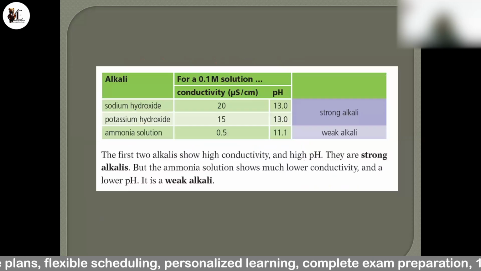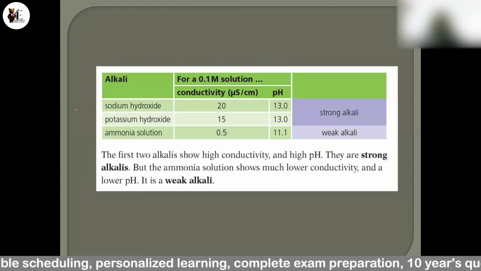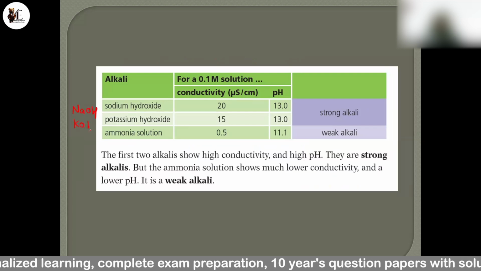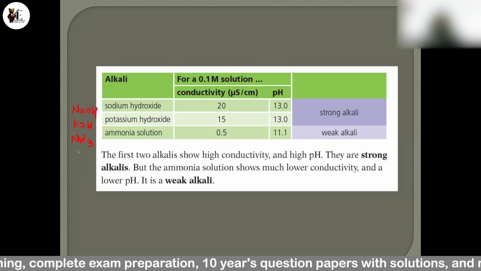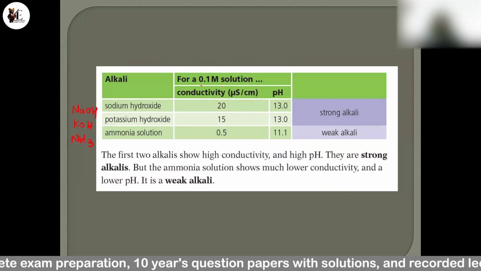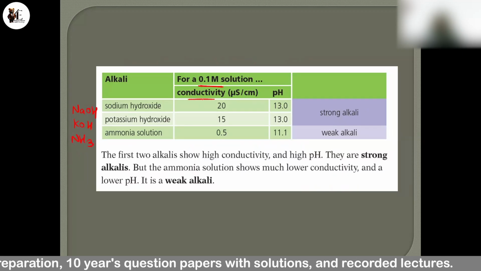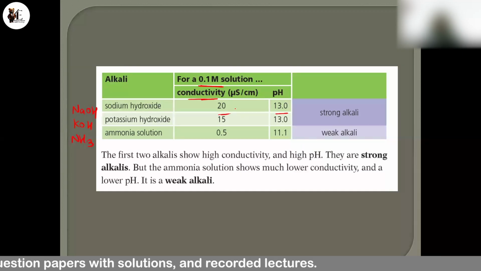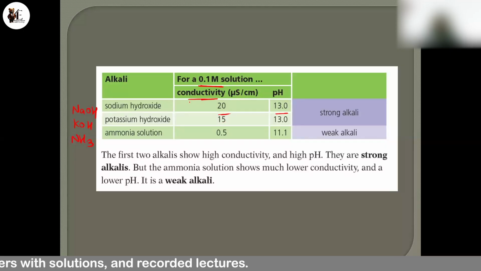Now, we have alkalis: sodium hydroxide, NaOH, is an alkali, potassium hydroxide, KOH, is an alkali, and ammonia solution, NH3, is an alkali. For a 0.1 molar solution, sodium hydroxide conductivity is given as 20 and pH is given as 13. Potassium hydroxide conductivity is given as 15 and pH is 13. For ammonia, conductivity is given as 0.5 and pH is 11.1.